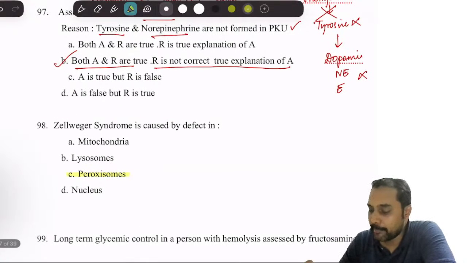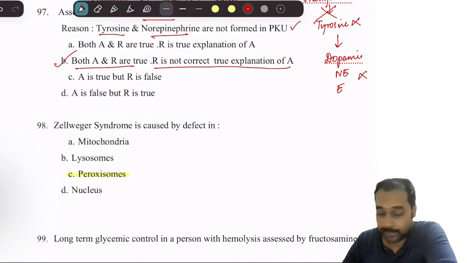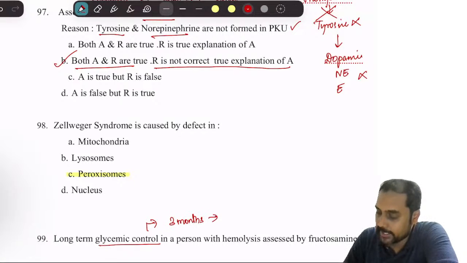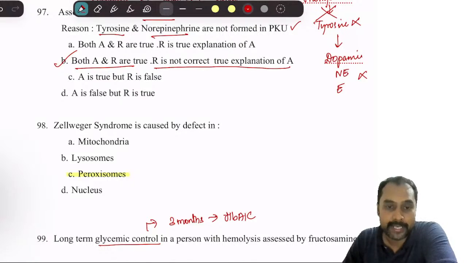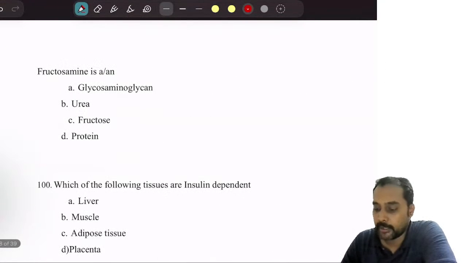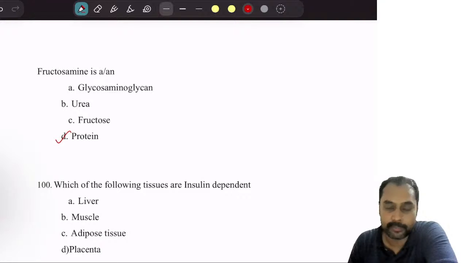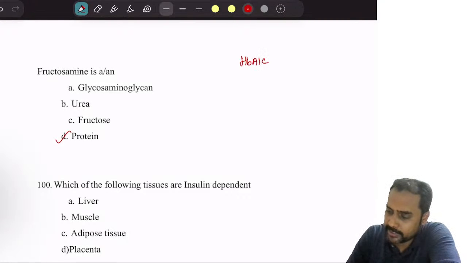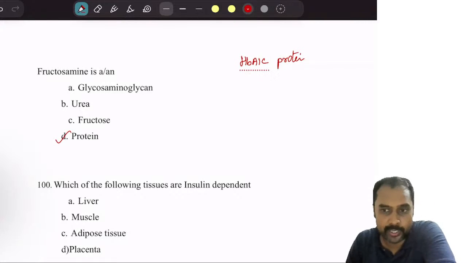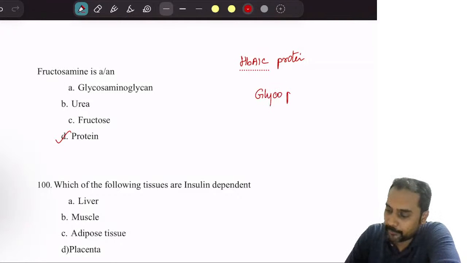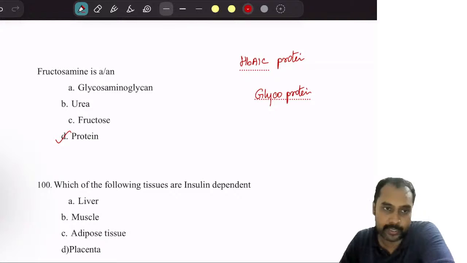Long-term glycemic control in a person with hemolysis is assessed by fructosamine. First of all, long-term glycemic control for a period of 3 months is assessed by HbA1c. But in this particular case, it is hemolysis. So in hemolysis, HbA1c values are not stable. So we can't rely on them. So they are using another parameter which is called fructosamine. What is fructosamine? Fructosamine is a protein. Just like HbA1c is a protein, fructosamine is also a protein. Okay, fine. Is that okay? It is actually a glycoprotein.